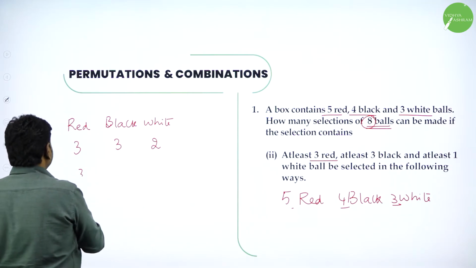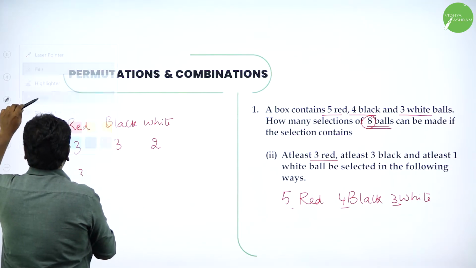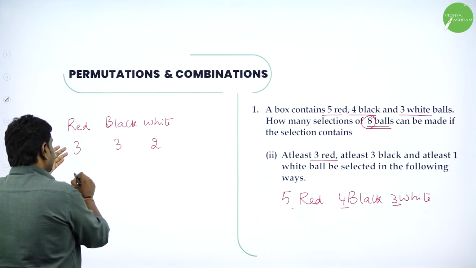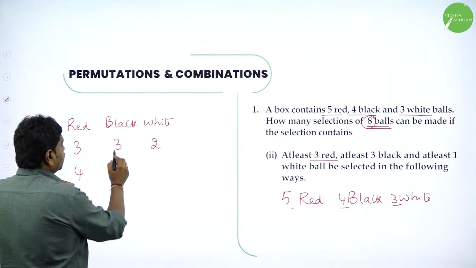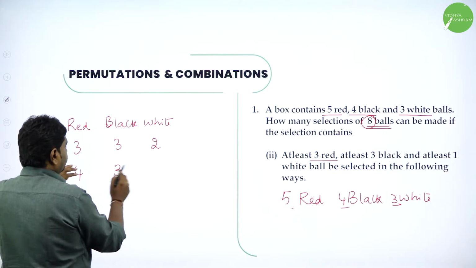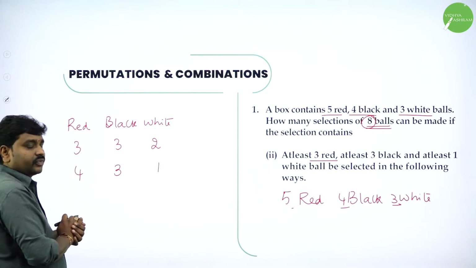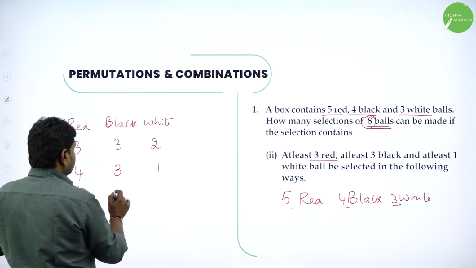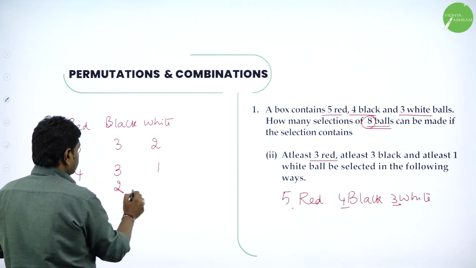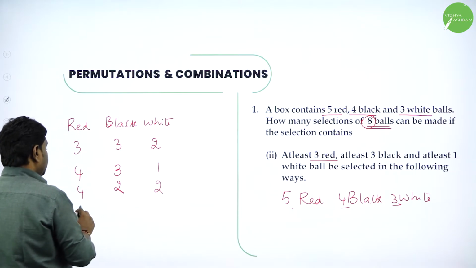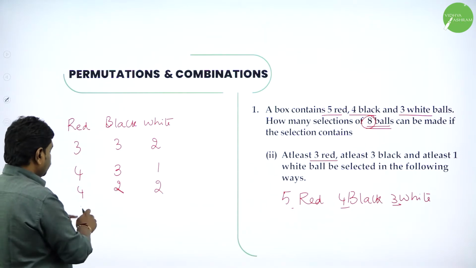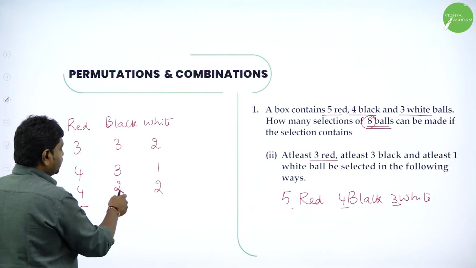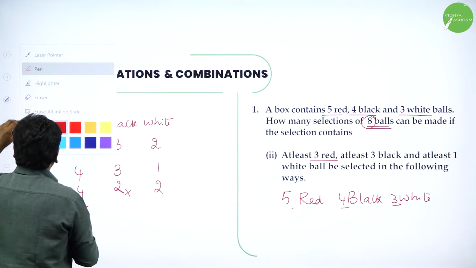At least 3 red means 3 or more. I can take 4 here. If I take 3 here, 4 plus 3, 7, 1 I can take here. Or I will take 4 here. Here also I will take 2 and 2. This is one combination. 4 plus 2 plus 2, if I take here. See, the second combination is not possible. Why? Because at least 3 white.